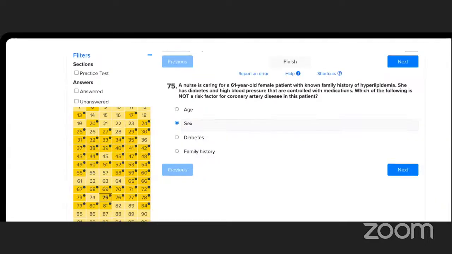Before I conclude, I'm going to talk about some studying tips in terms of finding that quiet place. Okay, finding quiet places.